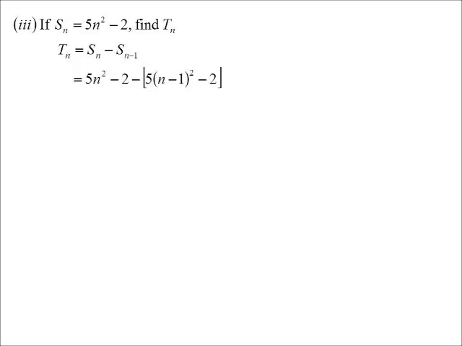Right. Okay, so sum to n, 5n squared minus 2, minus, now I'll sub in n minus 1 everywhere I saw an n. So 5(n minus 1) squared minus 2. Let's see what we get. Expand the whole thing out, collect like terms, the n squareds disappear, and there's my general term for the pattern, 10n minus 5.